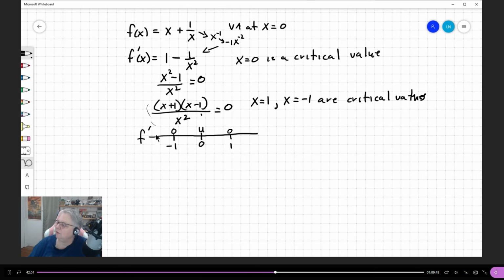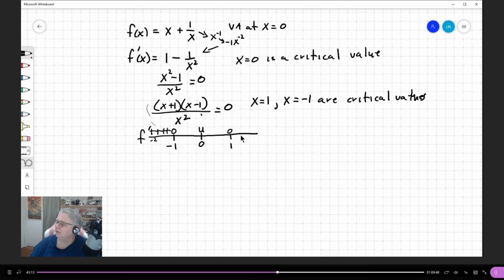If I take a value over here in this interval, say I take -2, I put -2 in here, I get a negative. I put -2 in here, I get a negative. Negative times negative is positive. My denominator is always positive because it's being squared. So that means everything is positive.